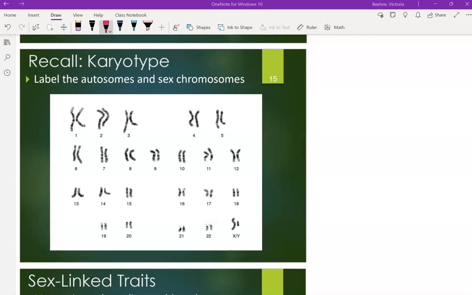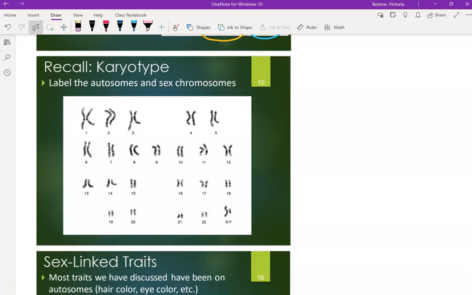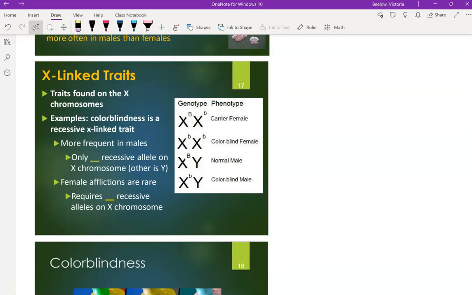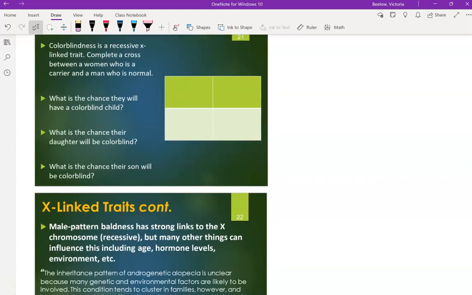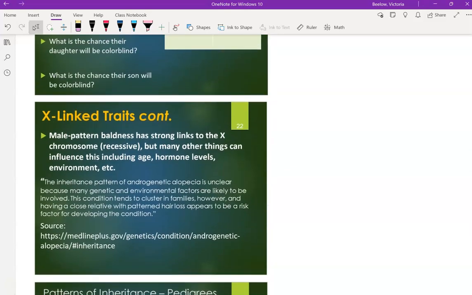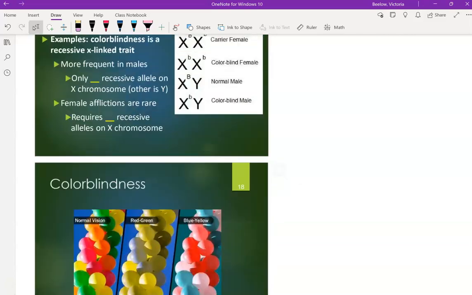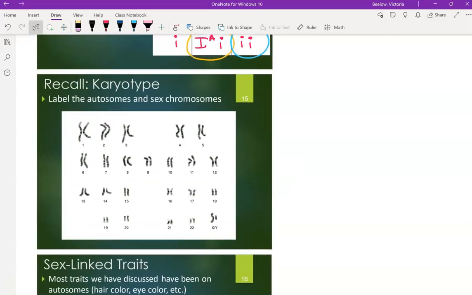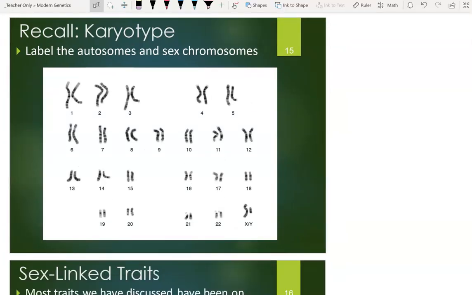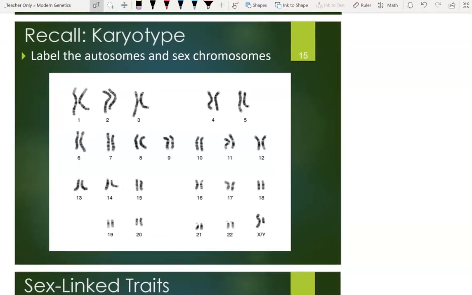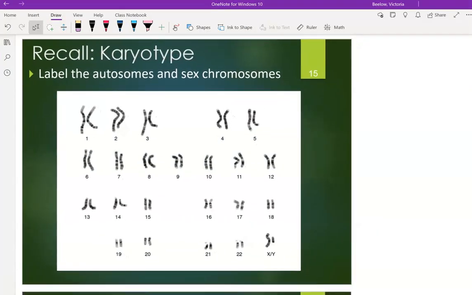In this video, I'm going to be going over the topic of sex-linked inheritance, which in our modern genetics notes will cover slides 15 through 22. So before I start talking about what sex-linked inheritance is, I want to go over karyotype. So remember, this is a karyotype.